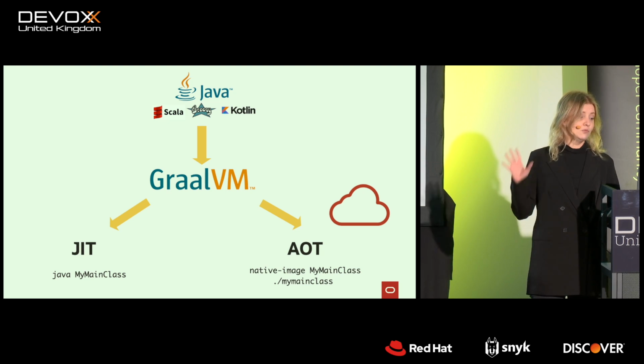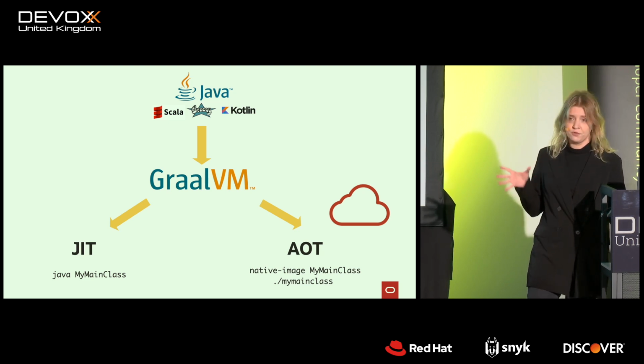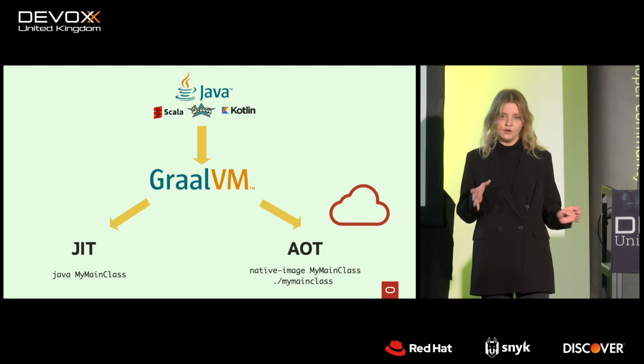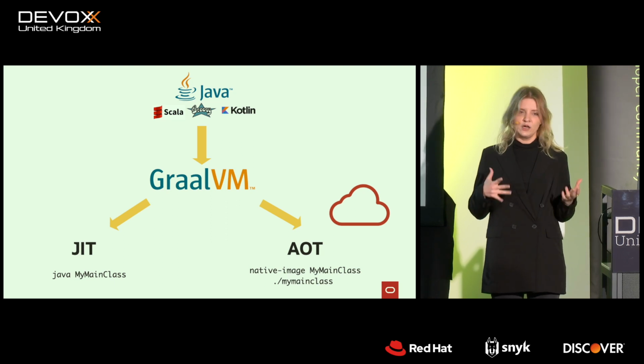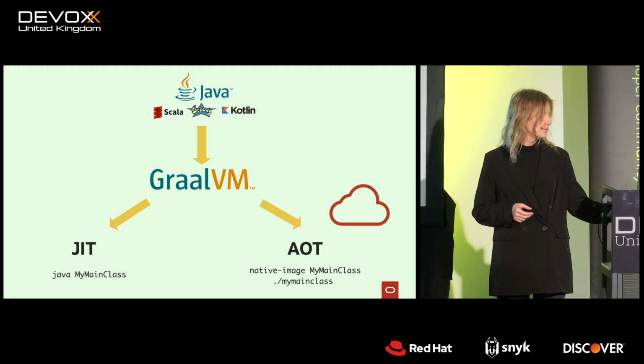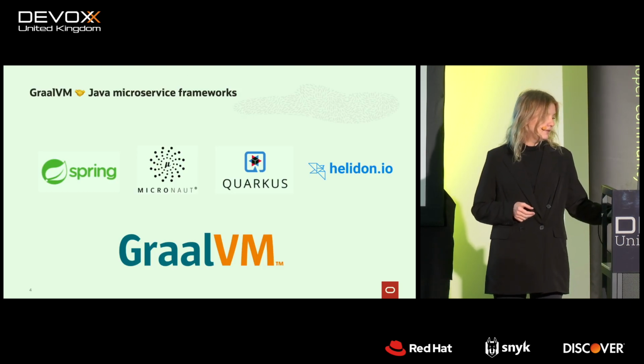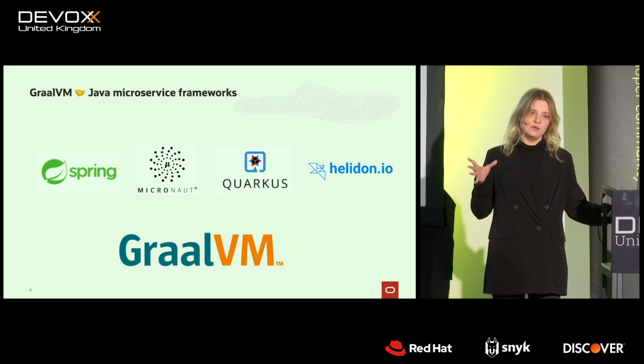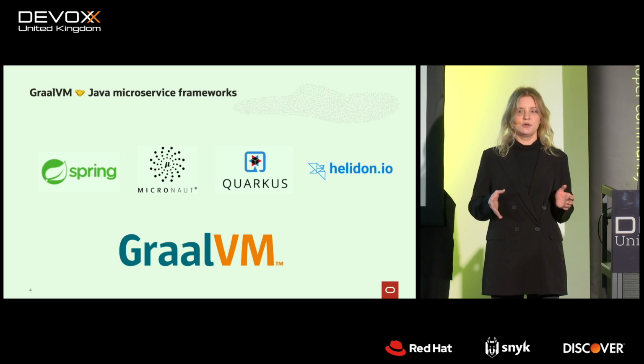What makes those native executables really interesting for many people is that they are really good for cloud deployments, because that is especially the environment where you want fast startup and low memory footprint. Those benefits, specifically the native image compilation part of GraalVM, make GraalVM really interesting for all those Java microservice frameworks, because specifically for microservices and serverless applications, you want your applications to start fast and use low memory.